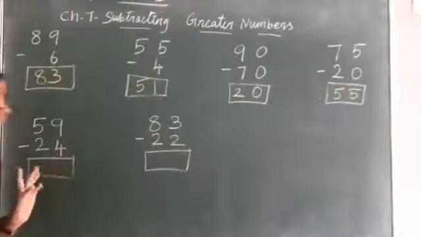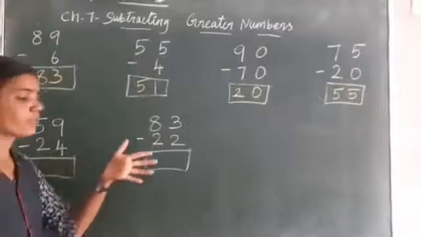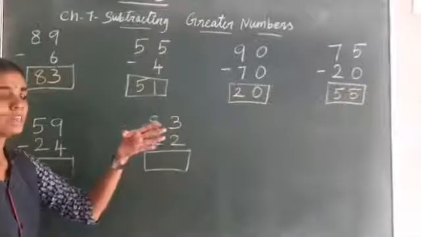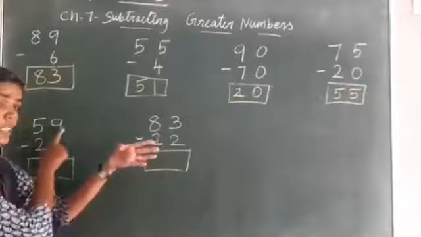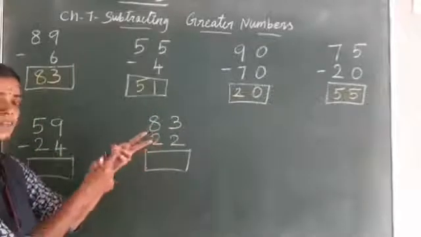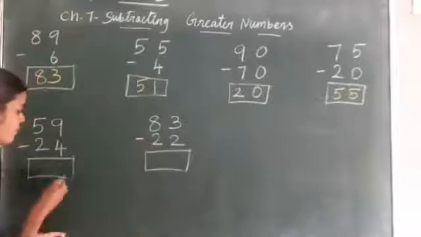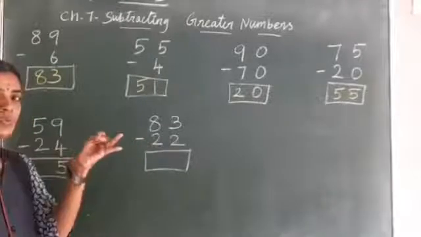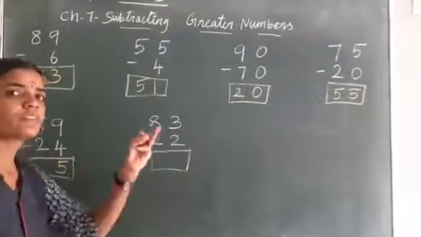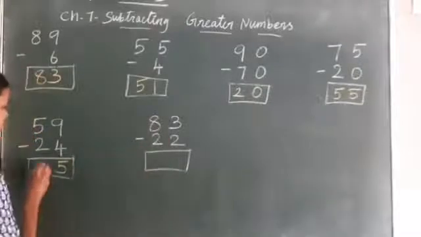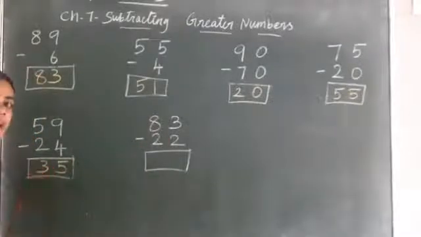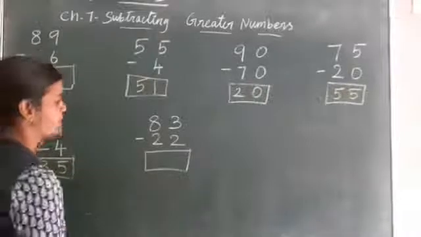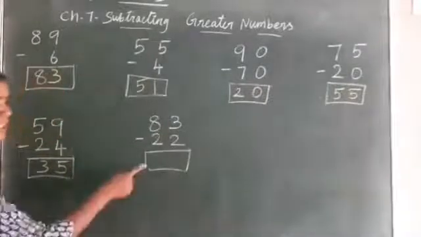So 59 minus 24. First, 9 minus 4. So move 4 steps backward. 9 before, 8, 7, 6, 5. 5. Next, 5 minus 2. 5 before, 4, 3. The answer is 35. Next, come to the next sum.